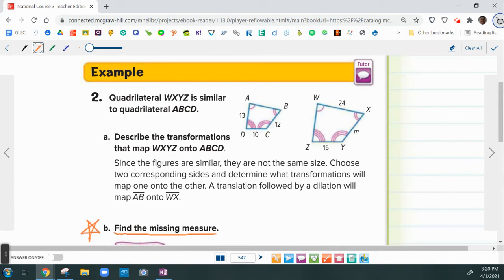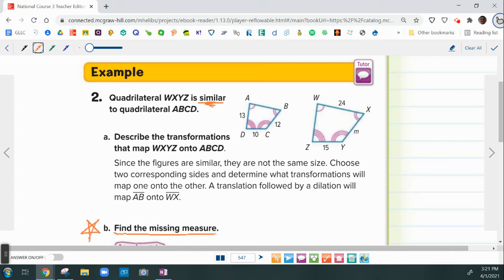First, though, they want us to do this A part. Oh, wait, actually back up. First, you have to realize that in this problem, they're telling us that they're similar already. They're telling us these shapes are similar. So we know the corresponding angles are congruent and the corresponding side lengths are proportional. We know those two things from our key concept from the previous page. So what are we going to do? We're going to use those key concepts to help us find missing measures in part B. But first, we have to describe transformations that map one onto the other.